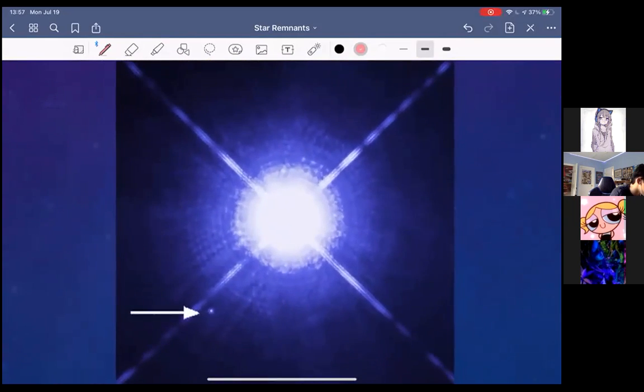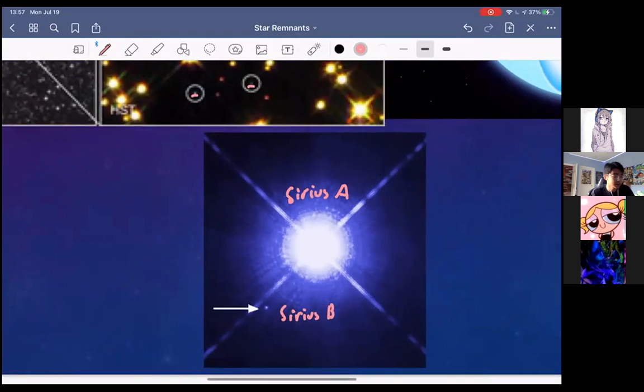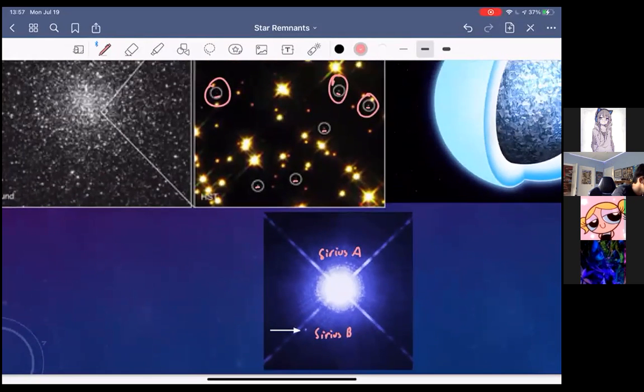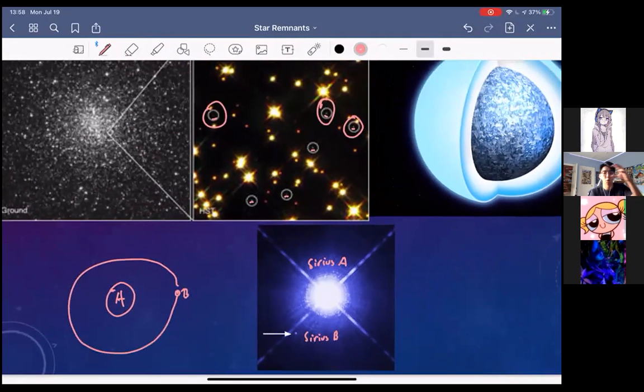Here is another look at our Sirius A and Sirius B. Sirius B is part of what we call a binary star system. If you look at it from above, here is Sirius A, and then you have another star, Sirius B, orbiting around it. So these are two stars orbiting each other. That's what we call a binary star system, and that's what this Sirius system is.